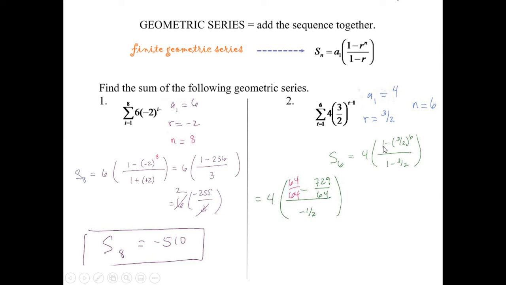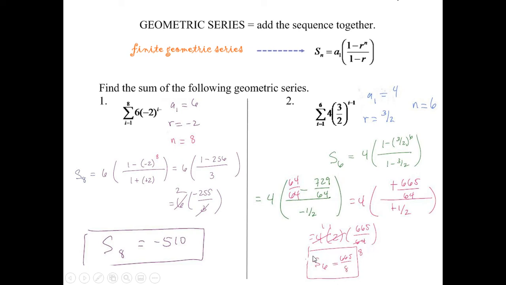Here I'm going to convert 1 into 64ths. So I've got 64 over 64, because this term becomes -729 over 64, all over -1/2. So do a little bit of math. This becomes 4 times -665 over 64 divided by -1/2, because I switched the signs since they were both negative, so I made them both positive. And I do a little bit of math here: 4 times 2 times 665 over 64. S sub 6 is equal to 665 over 8.